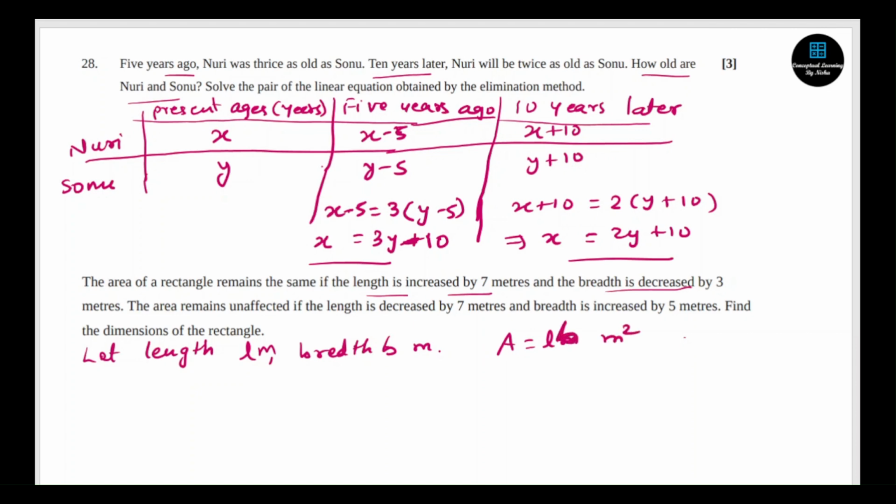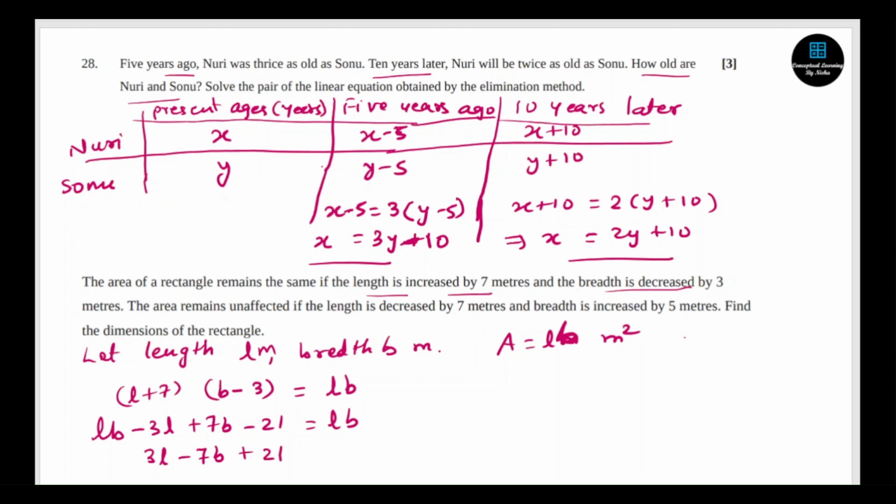Now what they are saying, area remains same if the length is increased by 7 meters. So (L + 7)(B - 3). Then area remains same, which is LB. And now you have to open this bracket and find one equation. So when you do this, LB - 3L + 7B - 21 = LB. So what you will get? 3L - 7B + 21 = 0. So you will get your first equation.